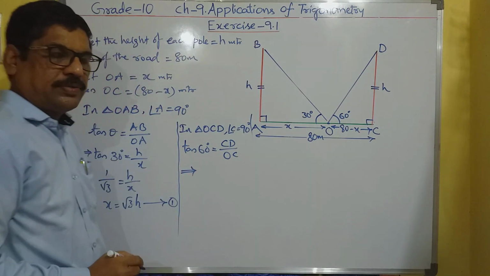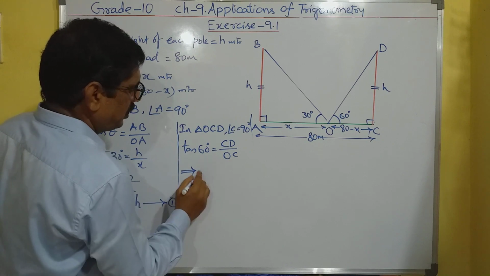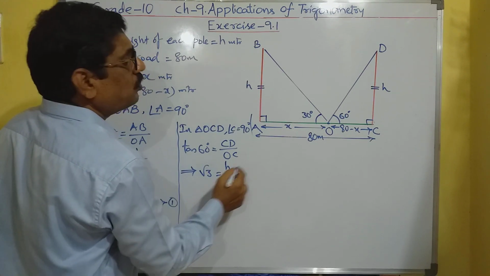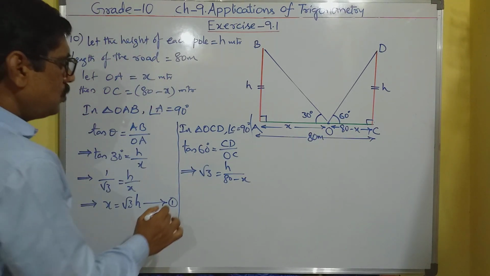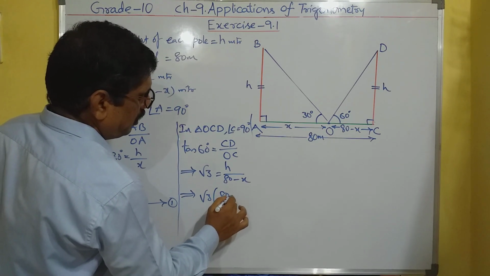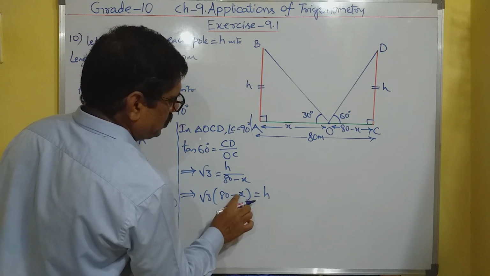So this implies tan 60 degrees is equal to tan 60. What is the value of tan 60? Root 3 is equal to CD value h by OC value, 80 minus x. Now by taking 80 minus x into the numerator, root 3 into (80 minus x) is equal to h.